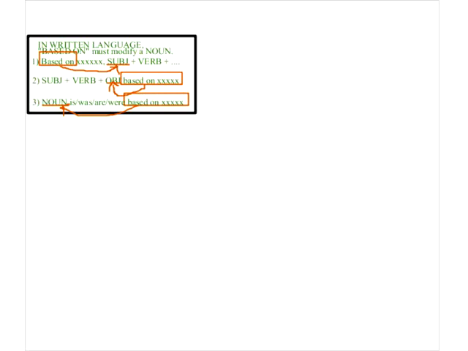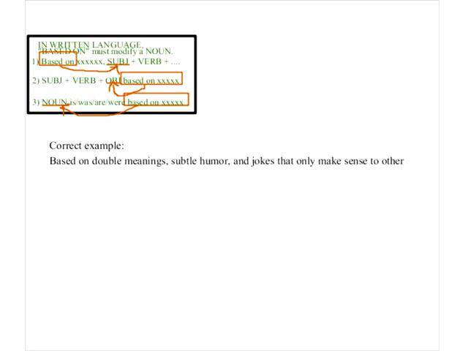Okay. A correct example of something like this would be: based on double meanings, subtle humor, and jokes that only make sense to other members of the culture, British humor is often completely not understandable to immigrants. So this is a correct sentence here.